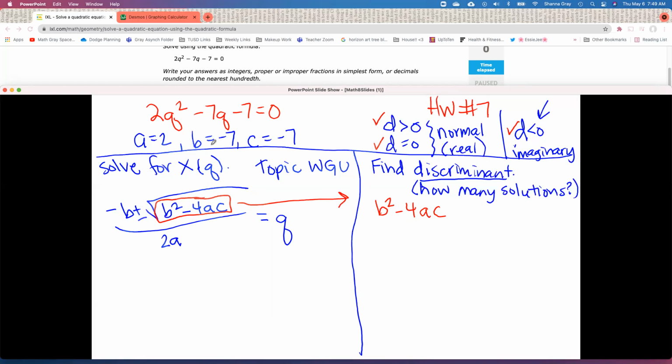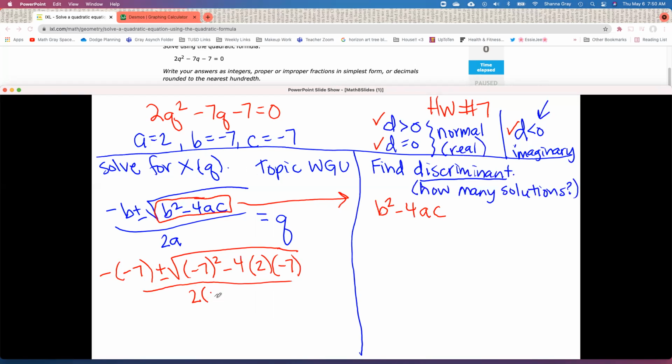So I have b and a and c, so I'm just going to fill those in. So negative b is going to be negative 7, right? So this first negative sign is part of the formula, and the second negative sign is part of b. So that's why there's 2. Plus or minus the square root of negative 7 squared minus 4 times 2, which is a, times c, which is negative 7. And that's all over 2 times a, which is 2.